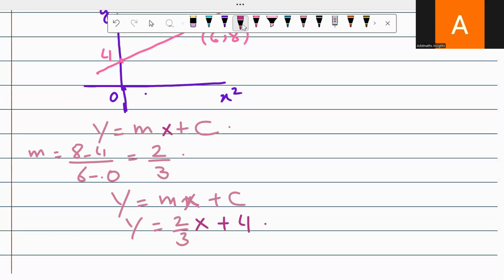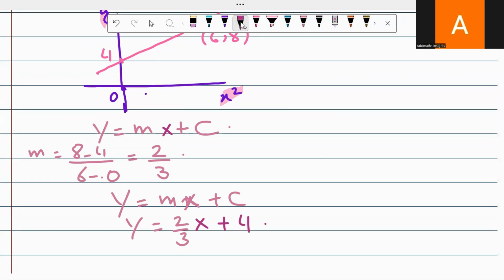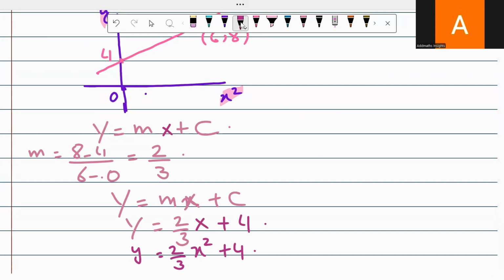But you see that the variables we are using here are x squared and y, so we have to change into a non-linear equation. Now you can write the non-linear equation: y equals 2 by 3 x squared plus 4. So this is the case where you can change from a linear form to a non-linear equation. So, more examples.